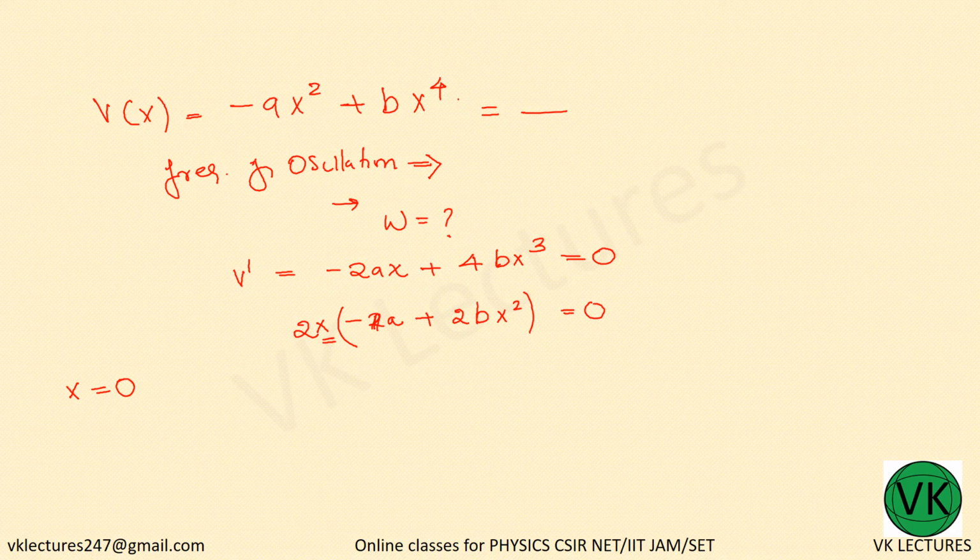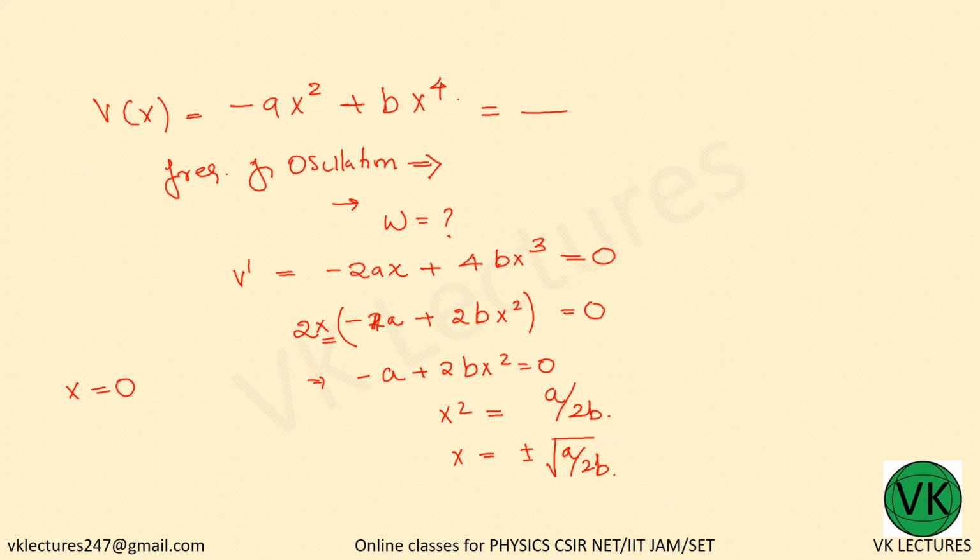Right. Now another option is minus a plus 2b x square equal to 0, which means x square should be equal to a divided by 2b, or x is equal to plus or minus under root a divided by 2b.